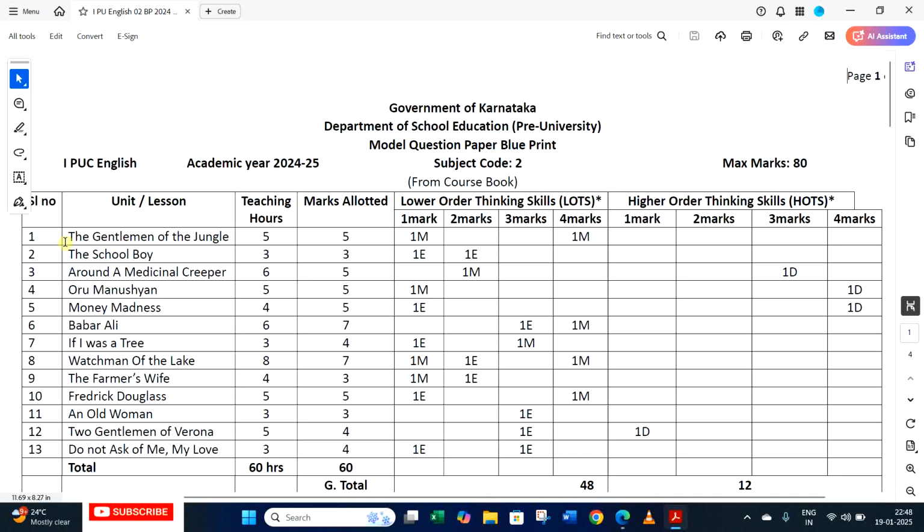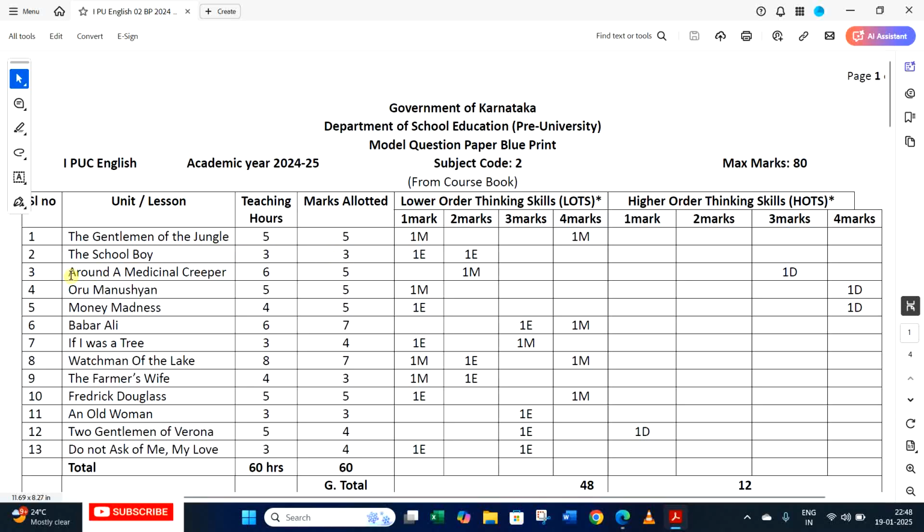Let us see the very first unit lesson, that is The Gentleman of the Jungle. You can find over here 5 marks are allotted to this lesson. In lower order thinking skills you can find, my dear students, 1 mark question 1 and then 4 mark question 1. So in this way 5 marks are allotted for this unit. Then if you go ahead, the second unit, that is The School Boy, right? Marks allotted are 3 marks. So 1 mark question and 2 mark 1 question, that is 3 marks. So the second unit is given 3 marks.